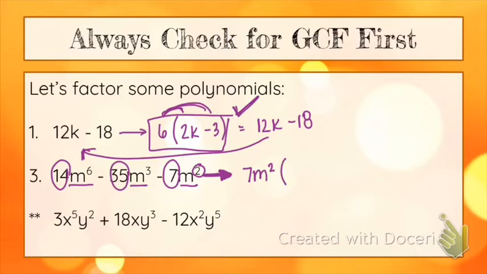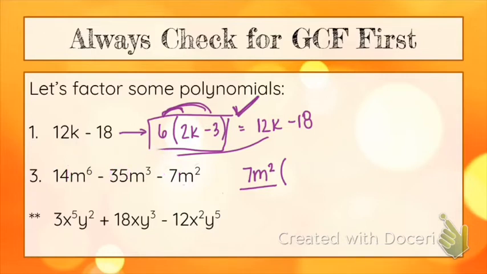But then we need to know what can we multiply 7m squared by to get this thing that we started with. So let me erase some of this stuff that's in the way. It's getting a little jumbled. And let's see what we've got here. So 7m squared, we want to take each piece and divide it by what we said our greatest common factor was.